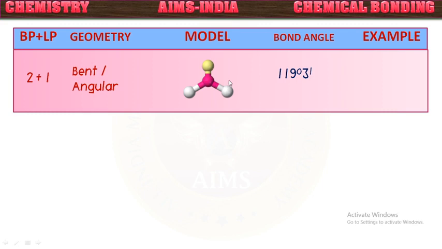This will vary from molecule to molecule because, as we said, the repulsion between the bonded pairs and lone pairs will vary based upon the type of atoms bonded here. It will vary based upon the electronegativity of these atoms. So for example, in the sulfur dioxide molecule, its bond angle will be 119 degrees 3 minutes.